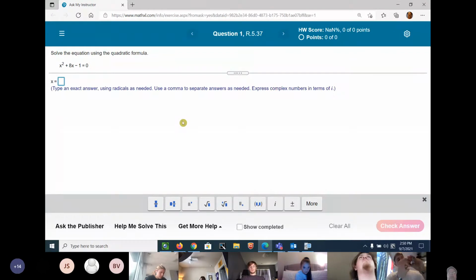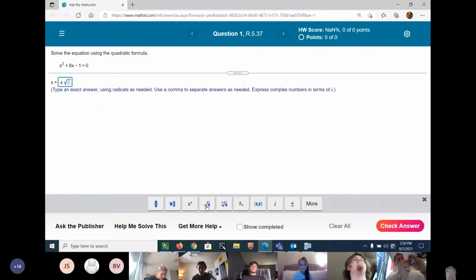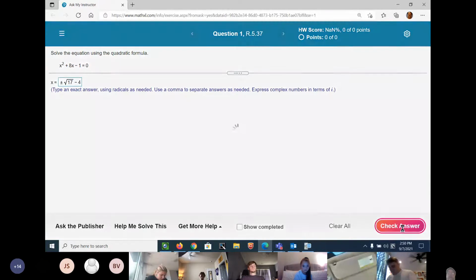Well, positive or negative square root of 17 minus 4. That should be your answer, unless they want them in 2. I'm not writing 2. That's ridiculous. There's a positive or negative right there. There's no sense in writing twice. Okay, good job. Good test question.